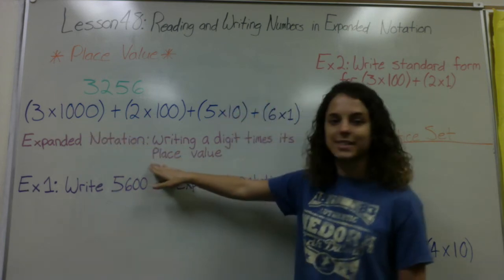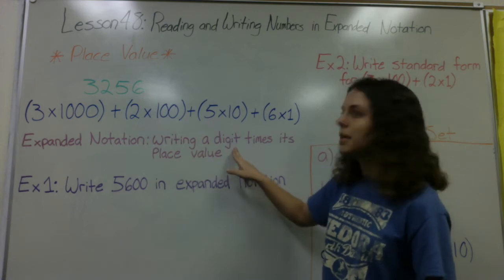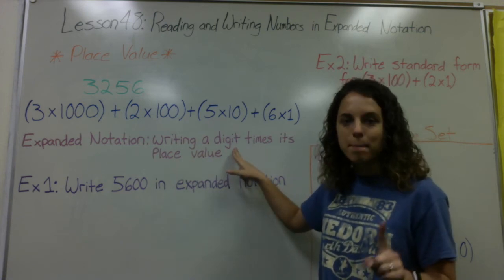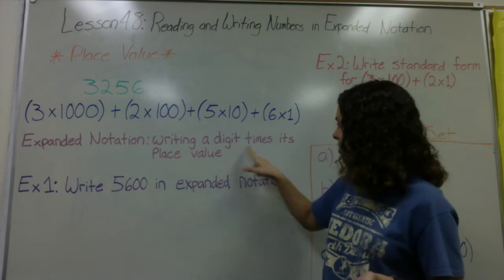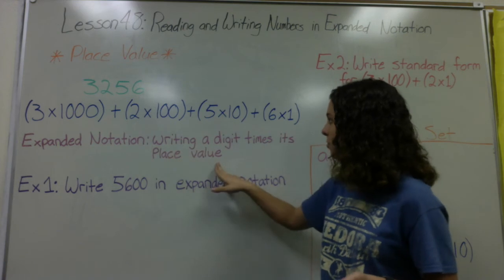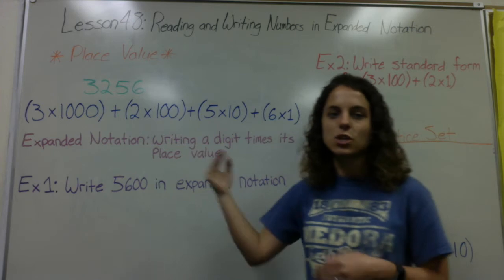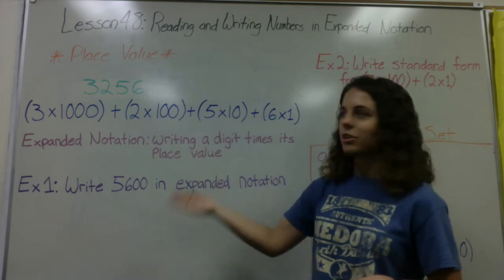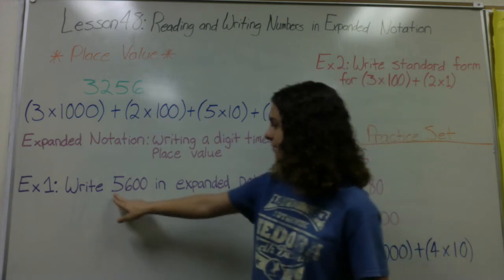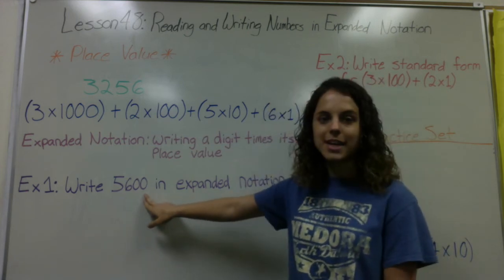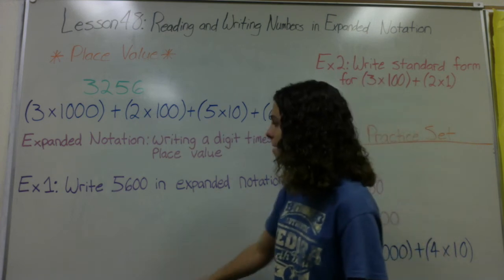So I want you to write this definition down in your notes. Expanded notation is writing a digit, because you can write a one-digit number in expanded notation, times its place value. So just like we write times our ones, tens, hundreds, and thousands, it would continue on if we had 10,000s, 100,000s, even millions. So example 1, we are going to write this number, 5,600, in expanded notation, so the long way of writing our number.